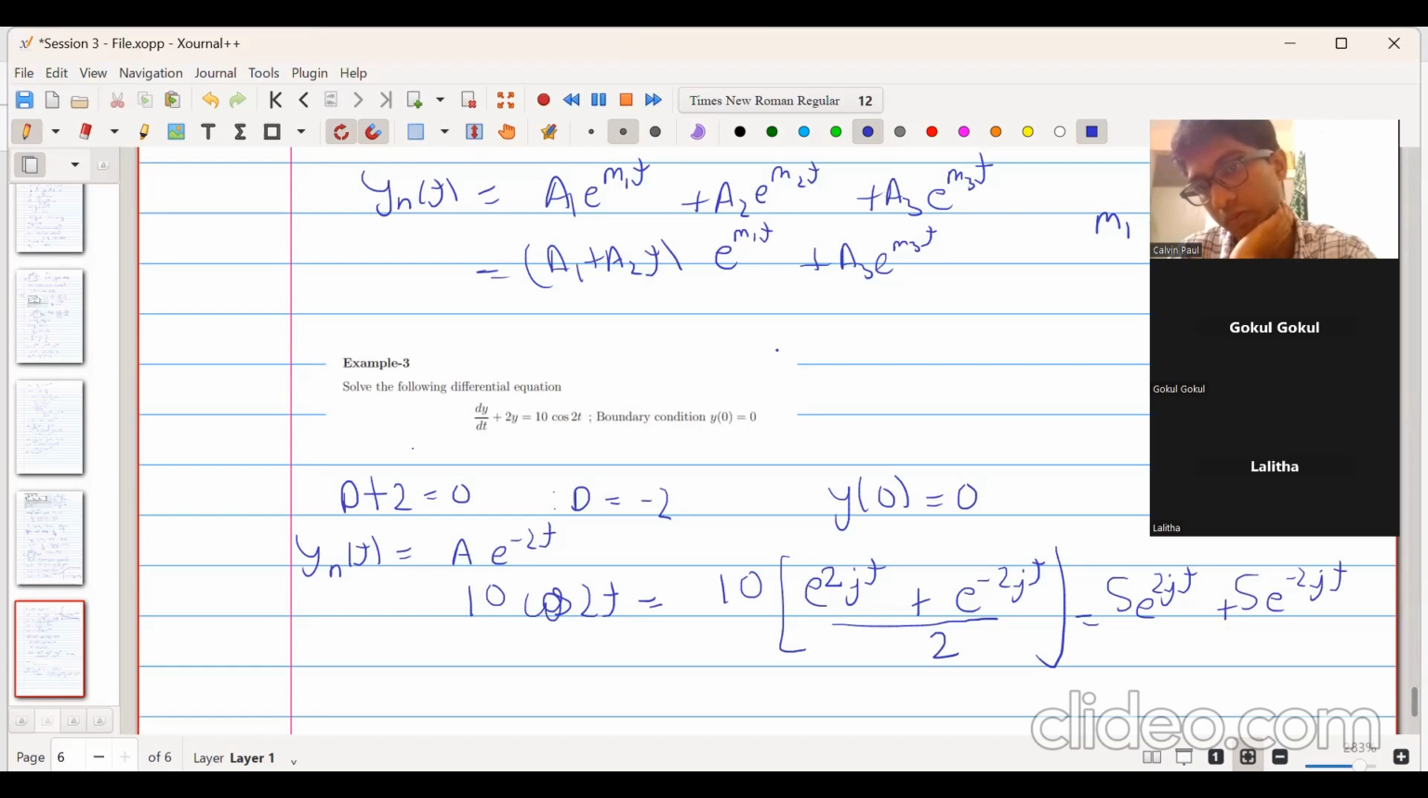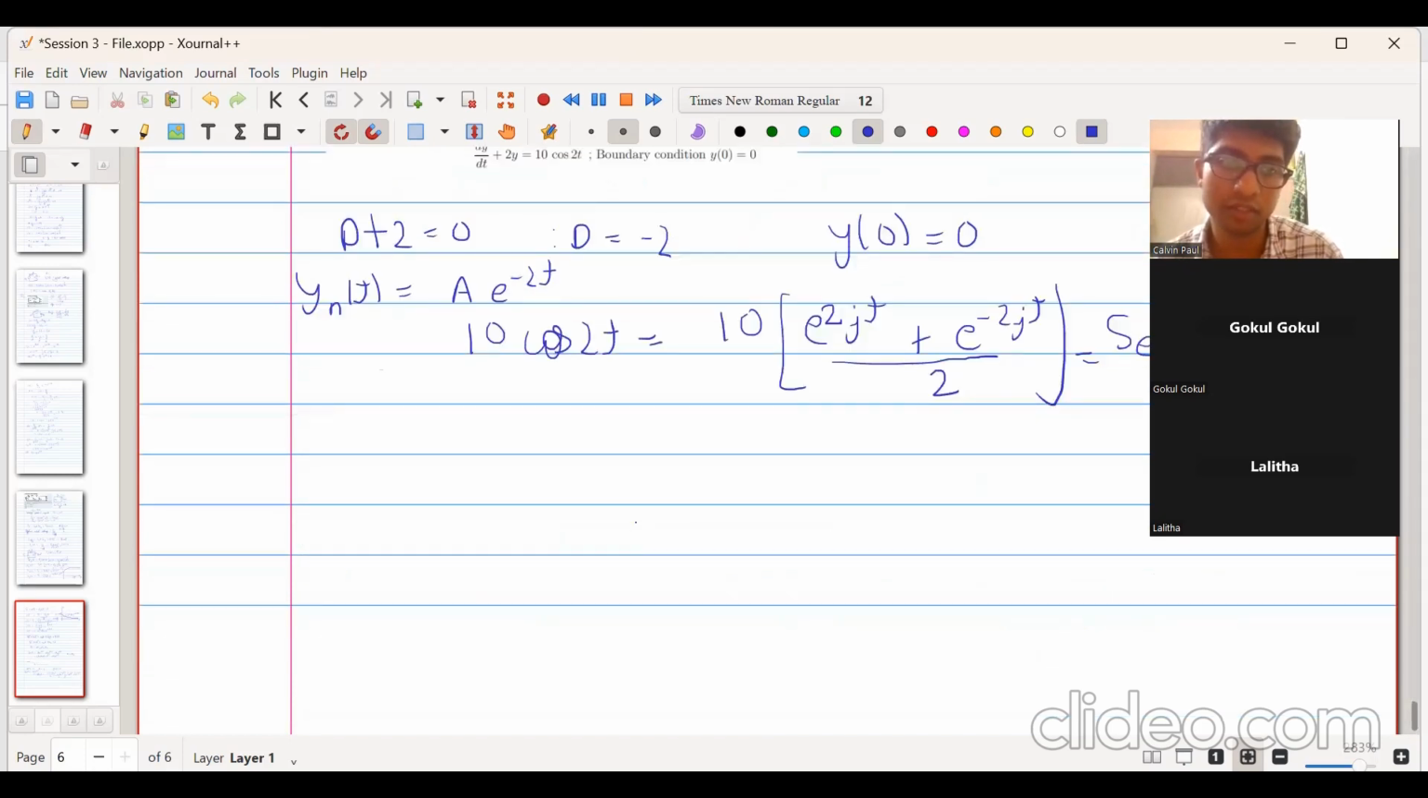Sir, if sign coming means 2j was, sir. If in it was, denominator 2j. Yeah, in the denominator 2j will be there. Okay, sir. And this will become minus. Okay. So this is how we write the forcing function.